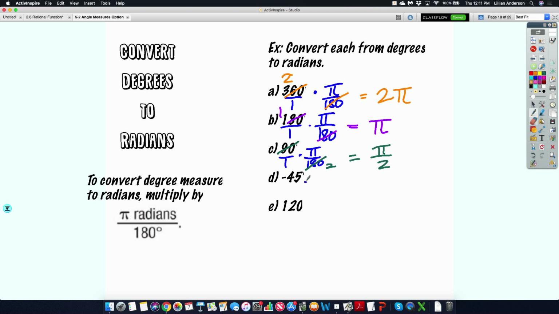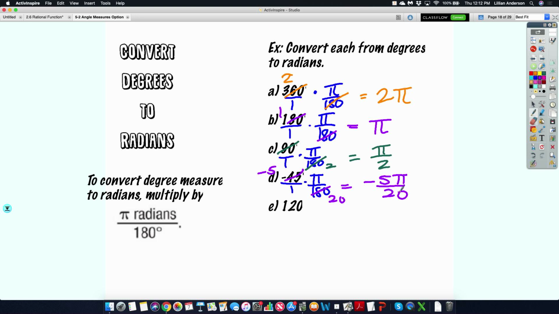Excuse me, let's do negative 45. I'm going to multiply by pi over 180. What number goes into 45 that also goes into 180? 5. Anything bigger? Does 9 go into 45? It goes into 180. It's a little bit bigger. So what is 180 divided by 9? 20. What's negative 45 divided by 9? Negative 5. So right now I have negative 5 pi over 20.